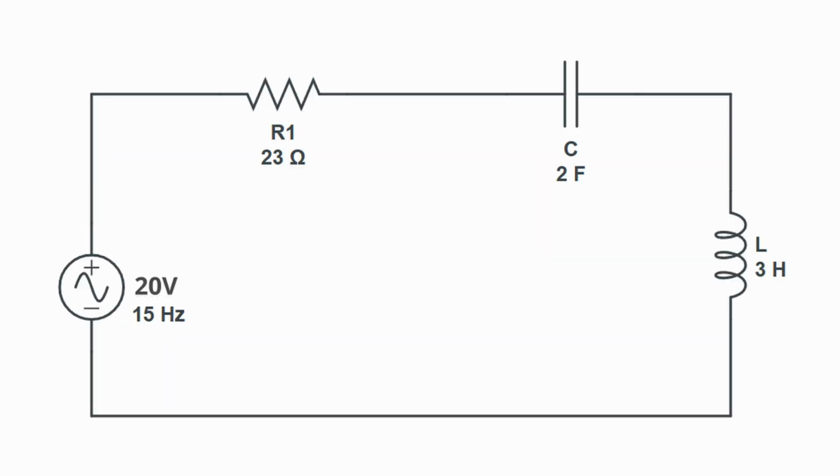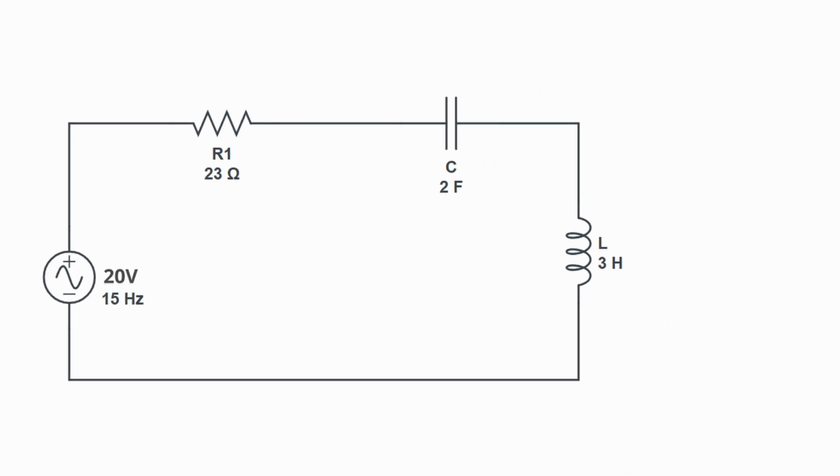Let's analyze the following circuit so it's easier to understand and you can see the whole process. As you can see, we have a circuit with a resistor, an inductor, and a capacitor. The voltage source is one of 20 volts and a frequency of 15 Hz. The capacitor has a value of 2 farads while the inductor has one of 3 henries.